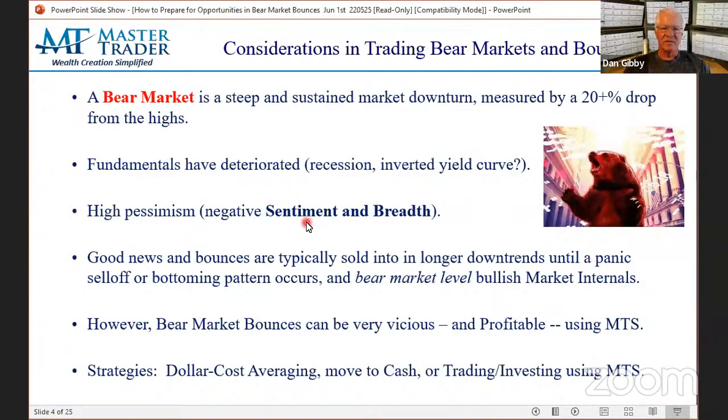So we have negative sentiment and breadth. We're going to cover that next, of what that means and the levels that we want to see for these beautiful bounces. You know, things get sold into, they can be very profitable. So what do you do in a bear market? I just threw a couple of options here. Some people, as we all know, every time it's down 5%, just keep buying more. I can't argue with that.